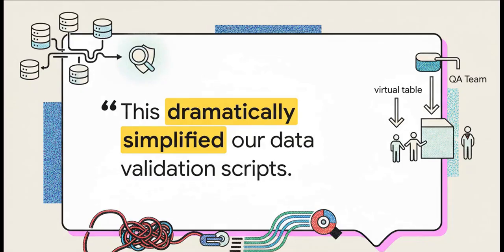So, what was their solution? You guessed it, a complex view. It did all the heavy lifting for them, joining the tables, calculating the rankings, and just presented a simple, secure virtual table to the QA team. One engineer said it best, "This dramatically simplified our data validation scripts. It basically turned a messy, risky job into a clean, totally secure one."